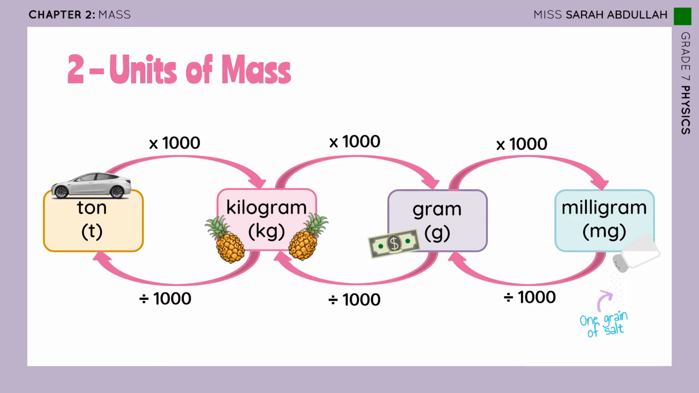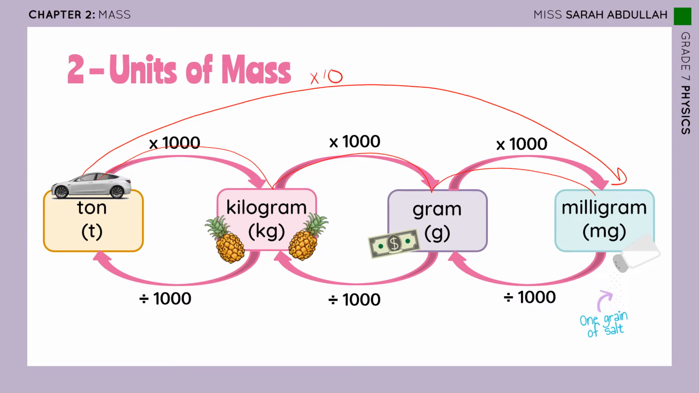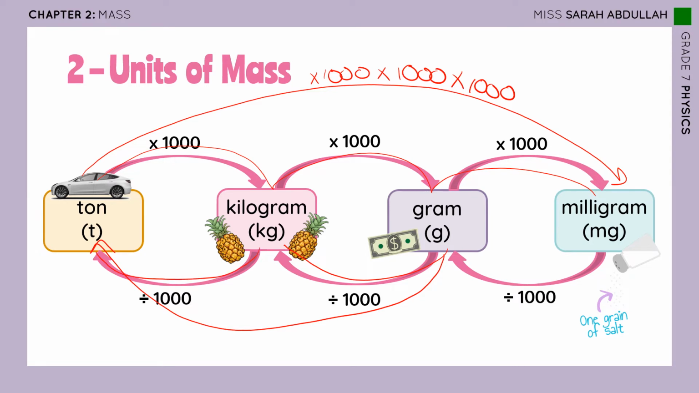Now, what if I want to convert from ton to milligrams? As if I'm going 3 steps: 1, 2, 3. So I multiply by 1,000, and then another 1,000, and then another 1,000. And what if I want to convert from grams to ton? I go 2 steps. I divide by the first 1,000, and then I divide the answer by the second 1,000, right?